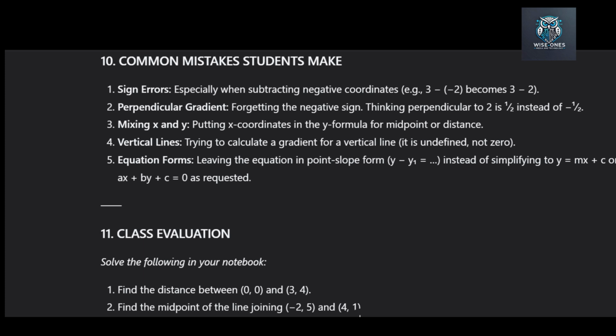Mistake number 5, equation forms. Leaving the equation in point-slope form instead of simplifying. Correction. Always simplify to y equals mx plus c or general form unless told otherwise.